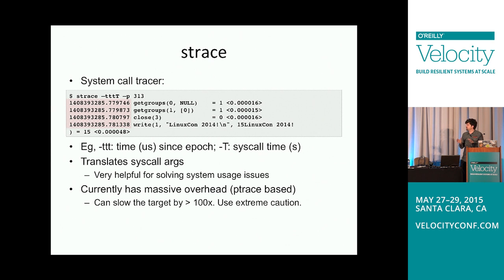But most implementations of strace right now are still using ptrace, and it can slow the target down by over 100-fold. It's something that we want to be very cautious about using. It's nice to see the system calls that are happening because you get to understand the workload that's applied to the kernel, but the way strace operates is violent.